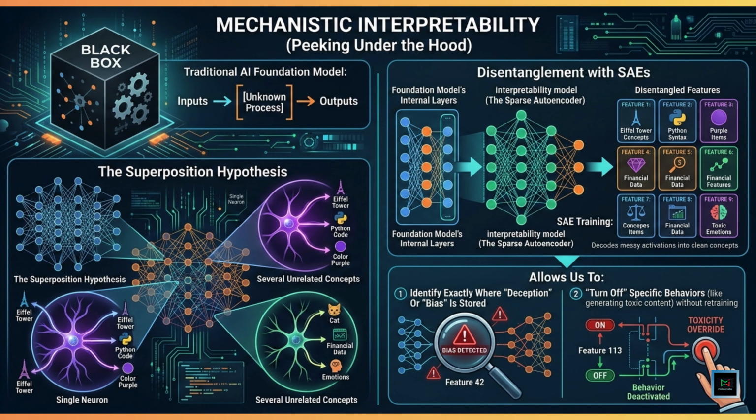This means a single neuron in the model might represent several unrelated concepts, for example the Eiffel Tower, Python code, and the color purple. By training a separate, much wider interpretability model, the sparse autoencoder, on the foundation model's internal layers, researchers can now disentangle these concepts. This allows us to identify exactly where deception or bias is stored, and to turn off specific behaviors like the ability to generate toxic content without retraining the entire model.